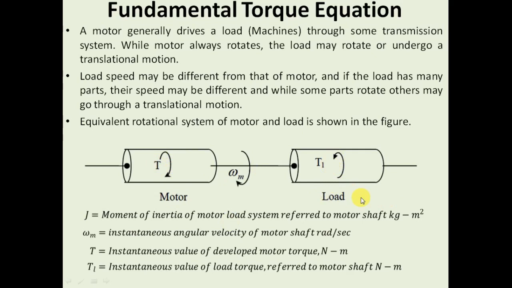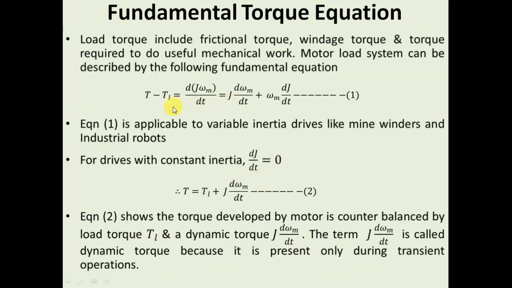This is mainly due to the components of the load torque. The main components of this load torque are the friction component, the windage component, and the torque required to do the useful work. The sense of direction of all these components is such as to oppose the torque which is developed by the motor. That is the reason why the load torque is indicated in the opposite direction to that of the motor torque or the developed torque. From this motor load system, we can obtain the standard relation of the fundamental torque equation, that is T minus TL is equal to d by dt of J omega m. That is indicated here: T minus TL is equal to d by dt of J omega m.